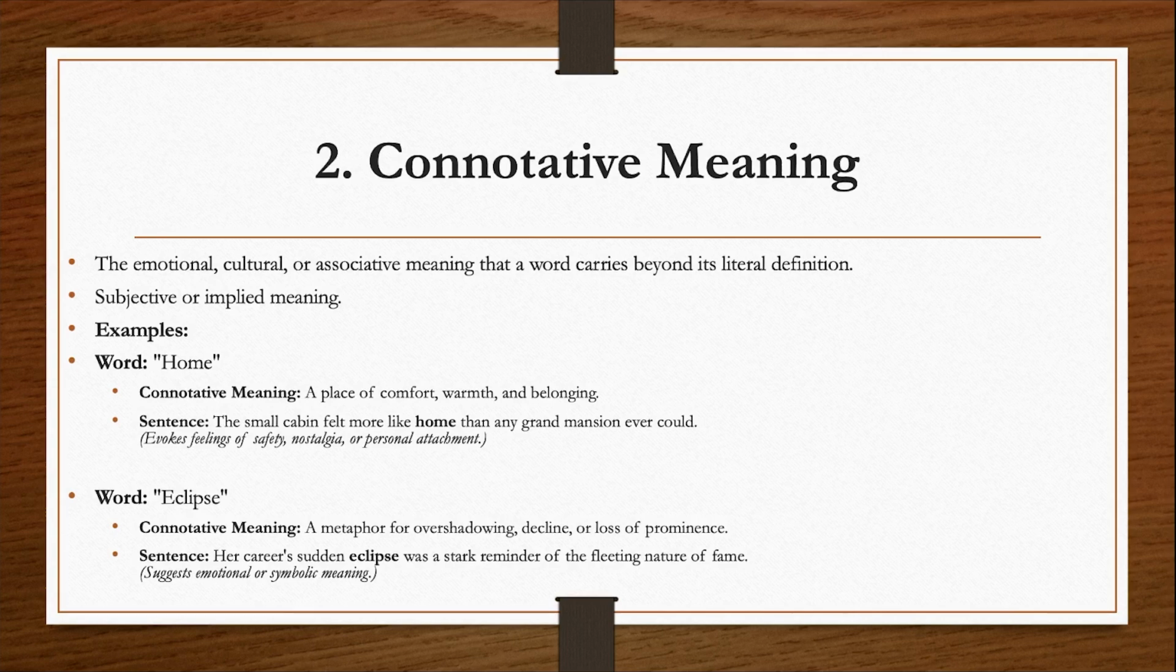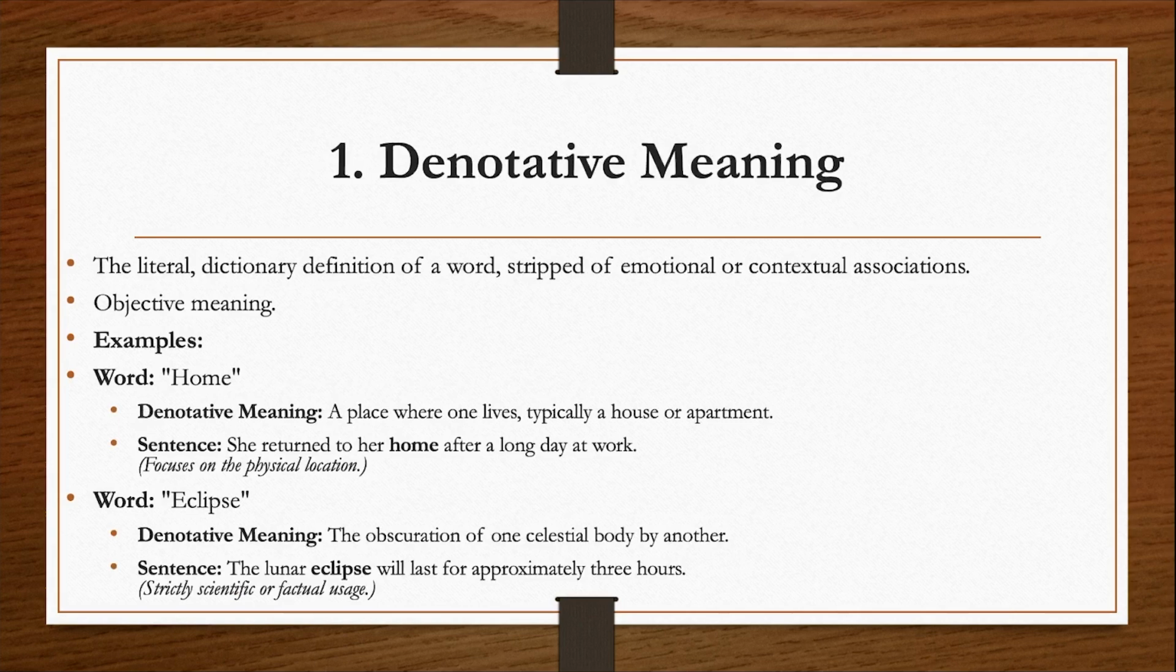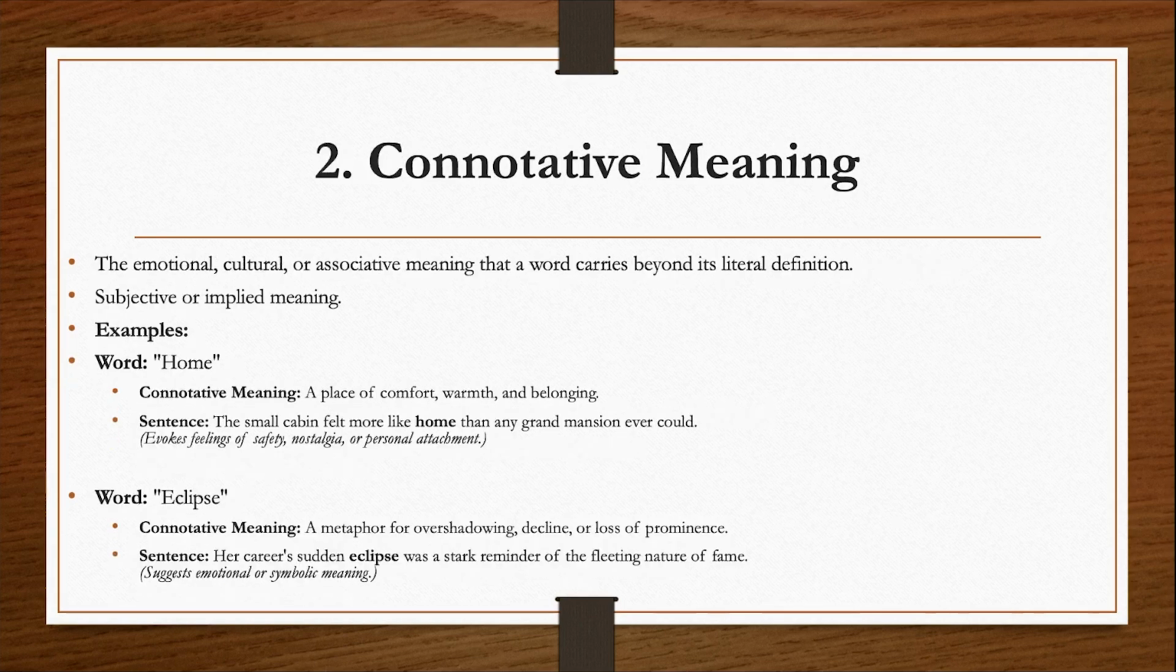Now, it evokes feelings of nostalgia, safety, or a very strong sense of personal attachment with a small cabin. Here, the word home is used connotatively. Whereas in the previous example, if we go back, the word home is used denotatively, where we say she returned to her home after a long day at work. Whereas in this particular sentence, a small cabin felt more like home than any other grand mansion ever could, the word home is used in a different sense. Now, this is how we use the word connotatively. Same is the case with the word eclipse.